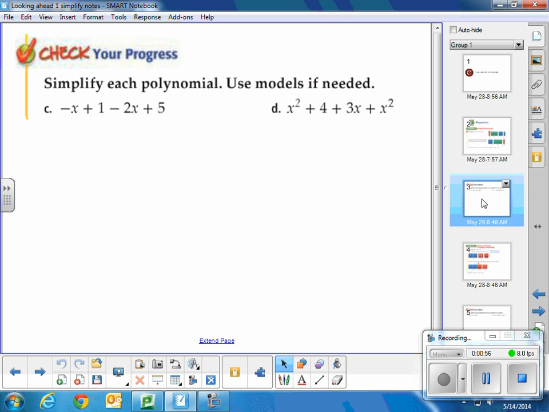Let's try these two examples. We're going to just rearrange things and put things together that go together. For example, this negative x is going to go with this negative 2x. Remember to always include the sign that's in front of the coefficient of each term. And also, if there's no number in front of the variable, remember it's a 1. So this is a negative 1x plus a negative 2x. When we combine the negative 1x and the negative 2x together, you get negative 3x.